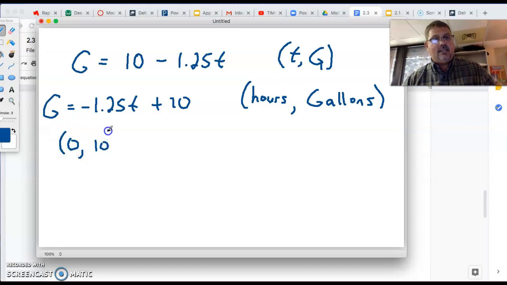So what does that mean? At time 0, there were 10 gallons. So it's a full tank. And as time increases, this is going to take away from that 10, so that 10 is going to be going down.